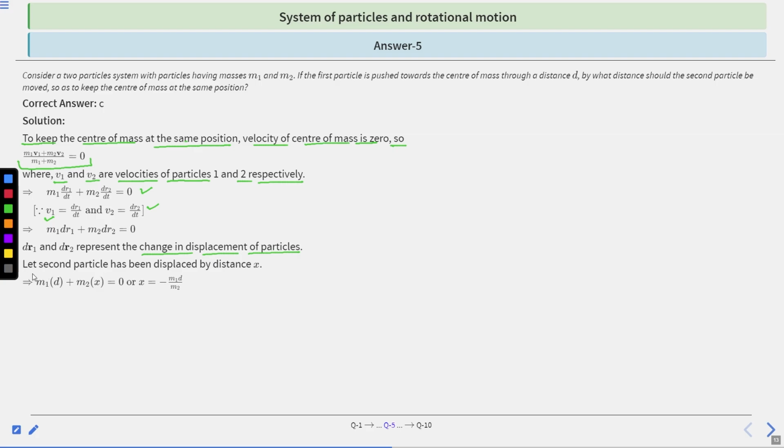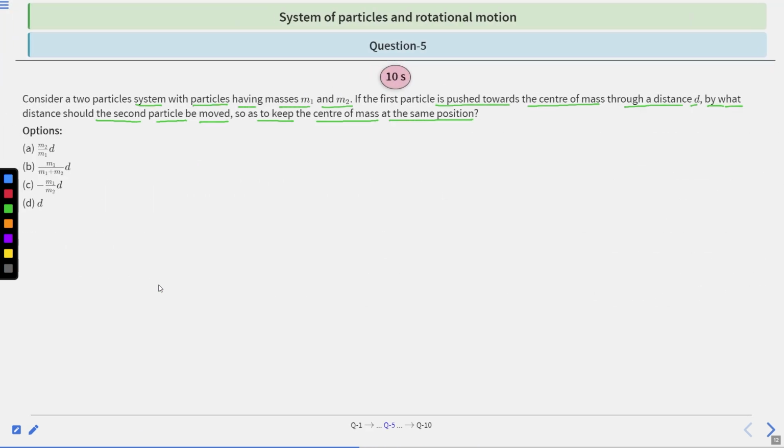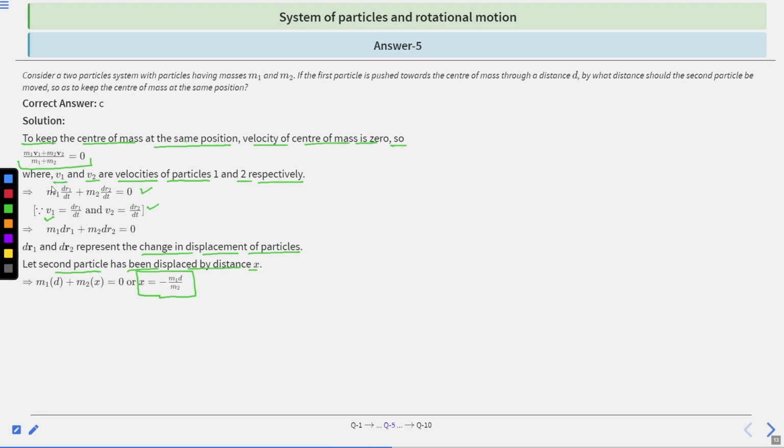Let the second particle be displaced by distance x. So m1 d plus m2 x is equal to 0, and solving this you will get x is equal to minus m1 d divided by m2. So the correct answer is C, minus m1 divided by m2 multiplied by d. This is the correct answer. Next question, question 6.